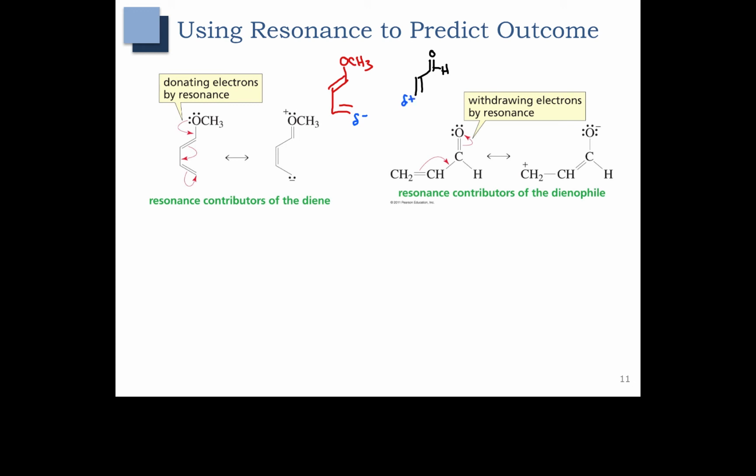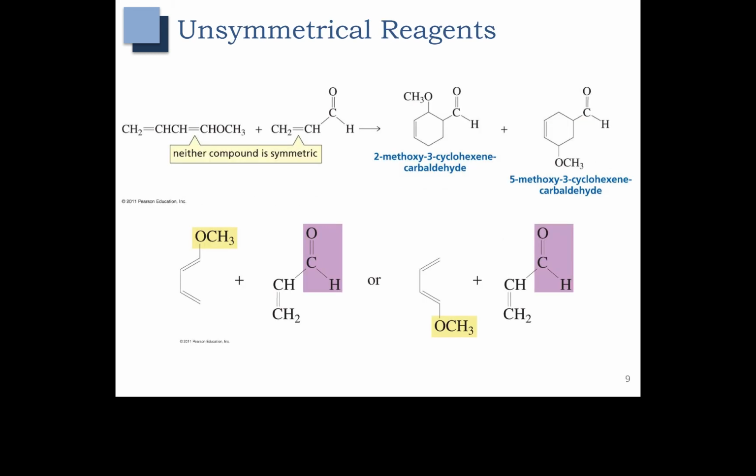To figure out our product, we just line these up. And the product is shown here. We're matching up the delta plus and the delta minus to get the correct orientation. That means that the major product is this one here, where the ether and the aldehyde are closer together, and the other product is a minor product, and seen hardly at all because we're not getting the correct overlap between the plus and the minus.